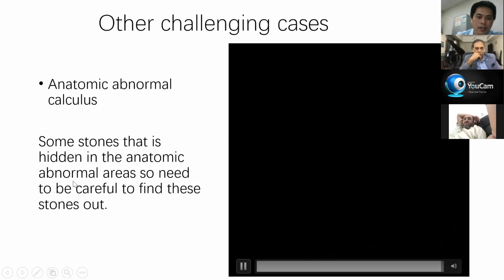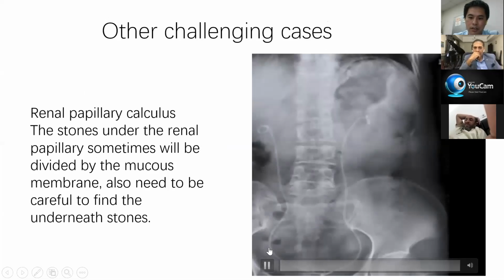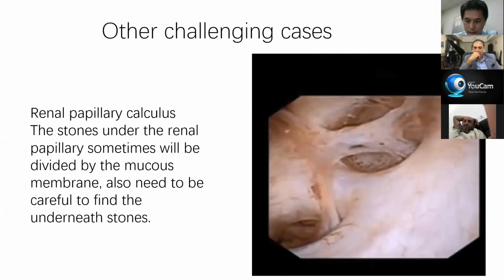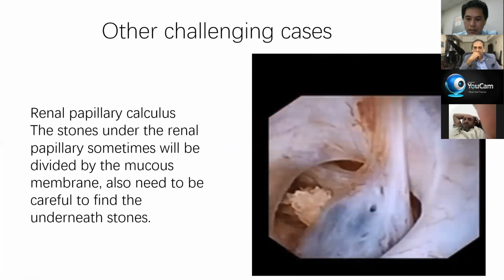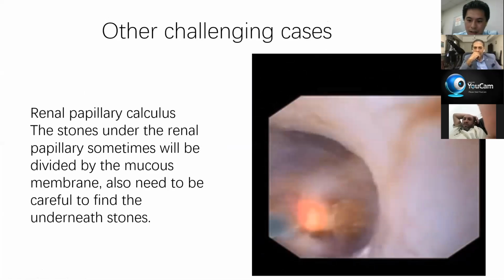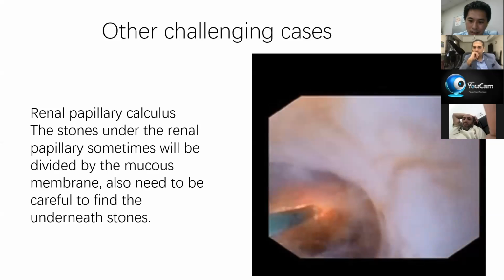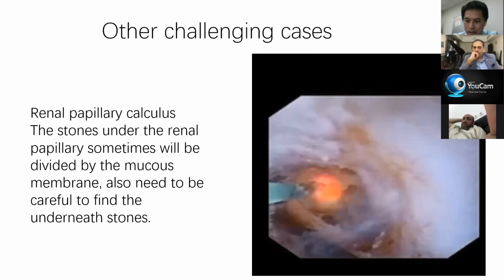Well, another case is renal papillary calculus. The stones are sometimes under the renal papilla and covered by the mucous membrane, so you also need to be very careful to find the stones underneath. You can see the stones here, and in the flexible scopy you can see very little stone outside in the cyst. But once you open the renal papilla, you can see larger stones underneath. So you need to be careful and check the CT carefully to assess the volume of the stone and not miss the stones underneath.